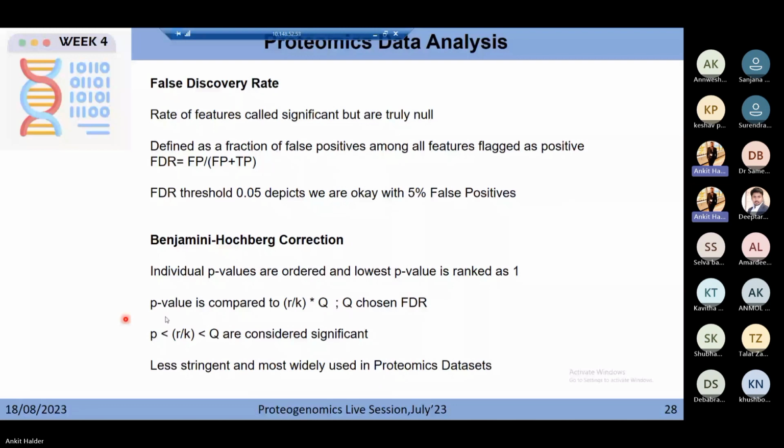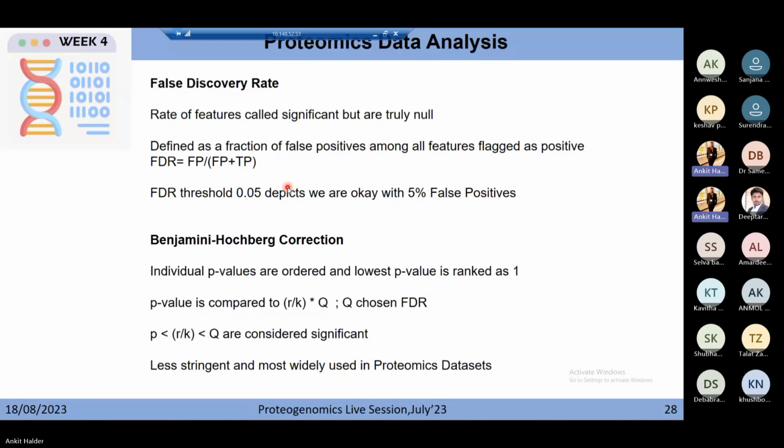using your t test or your moderated t test, and the lowest p value is ranked as one, and on the basis of the number of features. So for example, you have 5,000 features or 10,000 features, you will divide the rank by the number of features, and then multiply by Q. So Q is your FDR threshold. It can be 0.05 or 0.01, and then you will find out if it is exceeding or not exceeding.